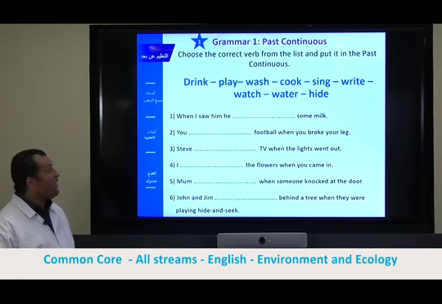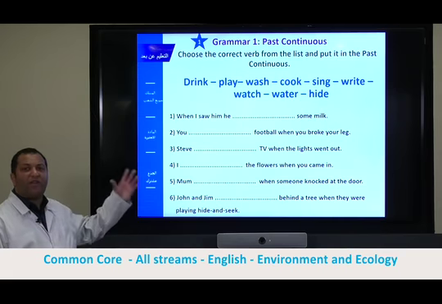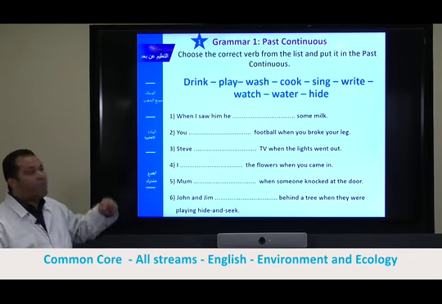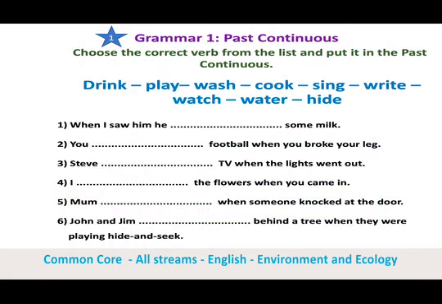Now let's move on to the grammar lesson. Our grammar lesson today is the past continuous. So today we will have two grammar lessons. The first one is the past continuous. Let's deal with exercise number 1.